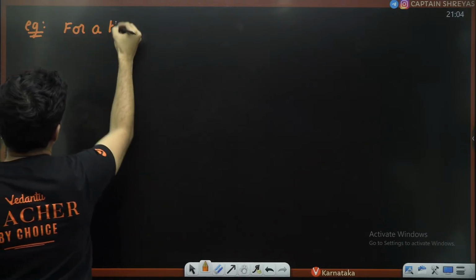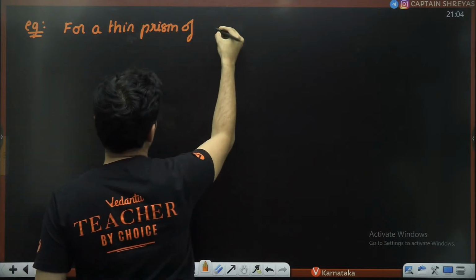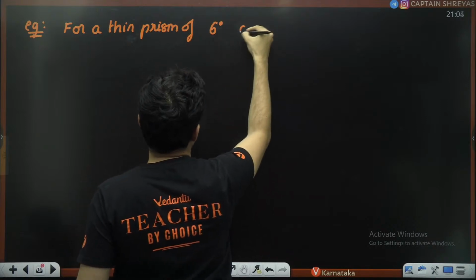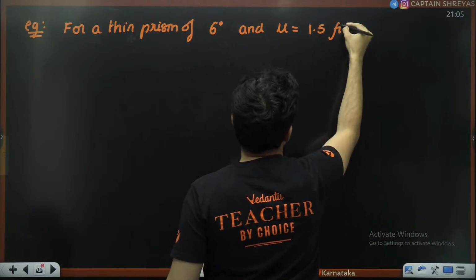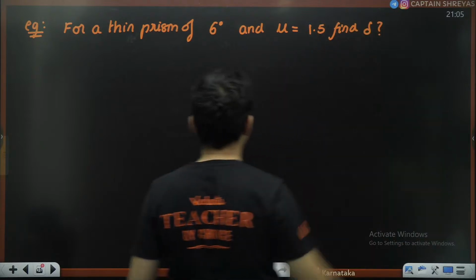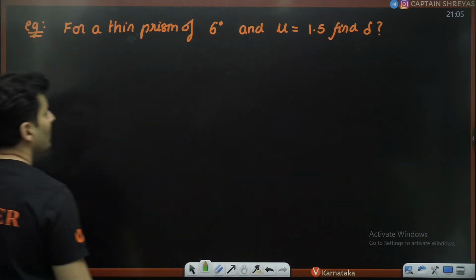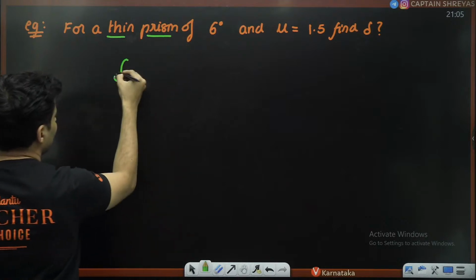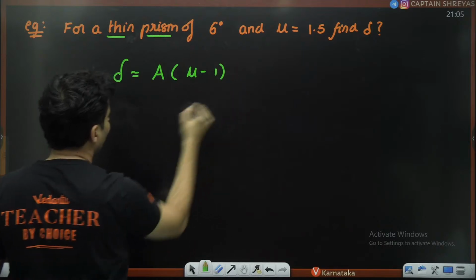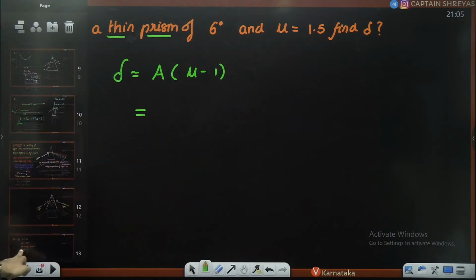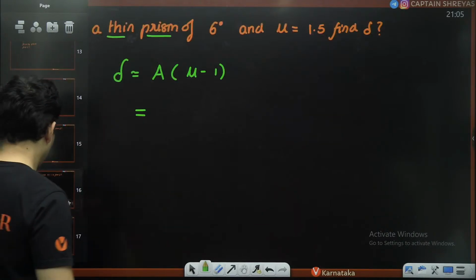For a thin prism of 6 degrees and refractive index 1.5, find the deviation produced by it. Because it's a thin prism, the deviation is approximately the same for all angles, and it is A into mu minus 1, which is the formula I just provided you. So just use that and you will get the answer.